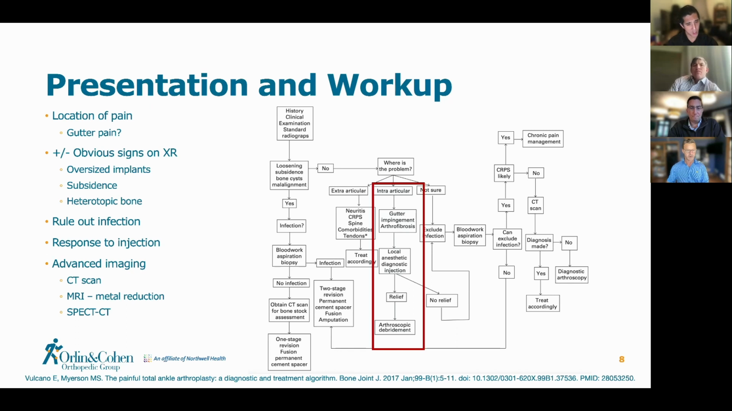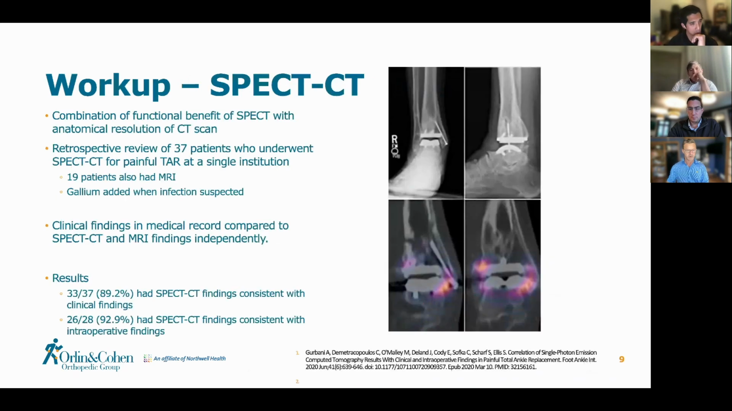CT scan allows you to see what you can't see with X-ray. You can look at axial views, which can help you determine whether this is a malpositioned talar or tibial implant. MRI can help rule out stuff around the ankle, such as soft tissues that could be contributing to pain. And lastly, SPECT CT, which I'll talk about here, can be useful as well. SPECT CT is an imaging modality that combines the functional benefit of scintigraphy with the anatomic resolution of CT scan.